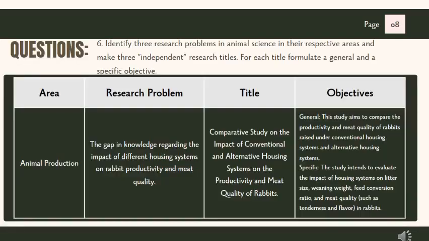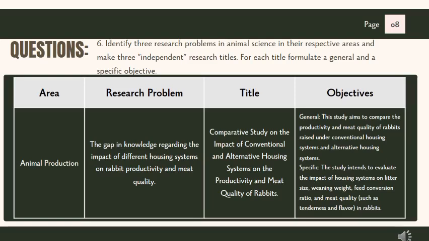Question number 6. Identify 3 research problems in animal science in their respective areas and make 3 independent research titles. For each title, formulate a general and a specific objective. So for the first area, animal production, our research problem, the gap in knowledge regarding the impact of different housing systems on rabbit productivity and meat quality.